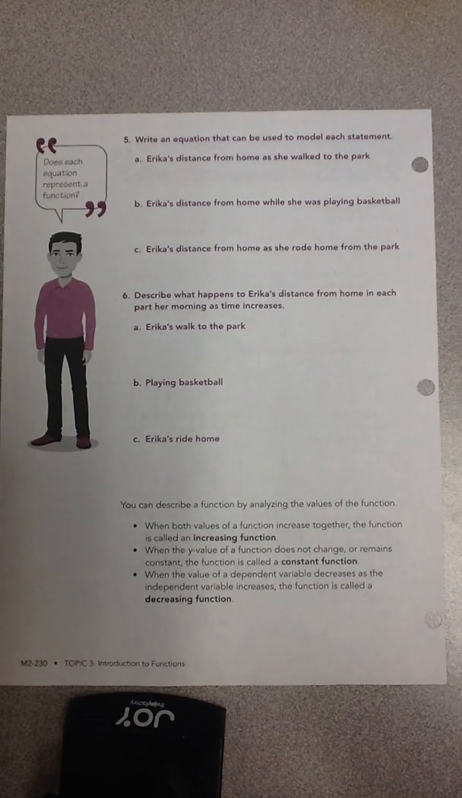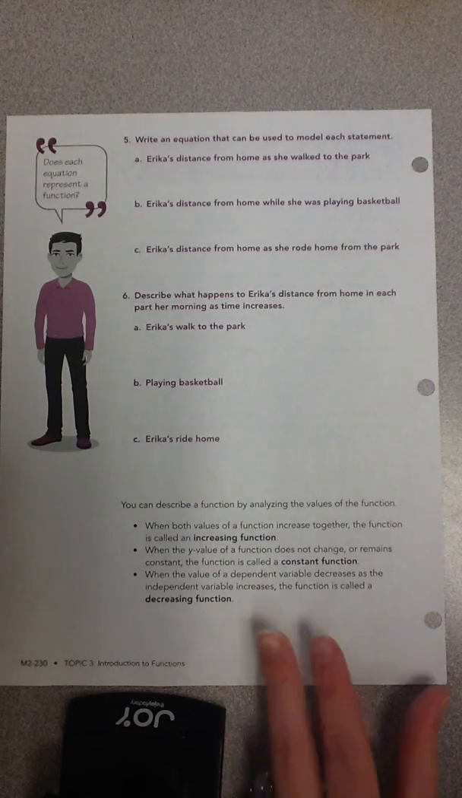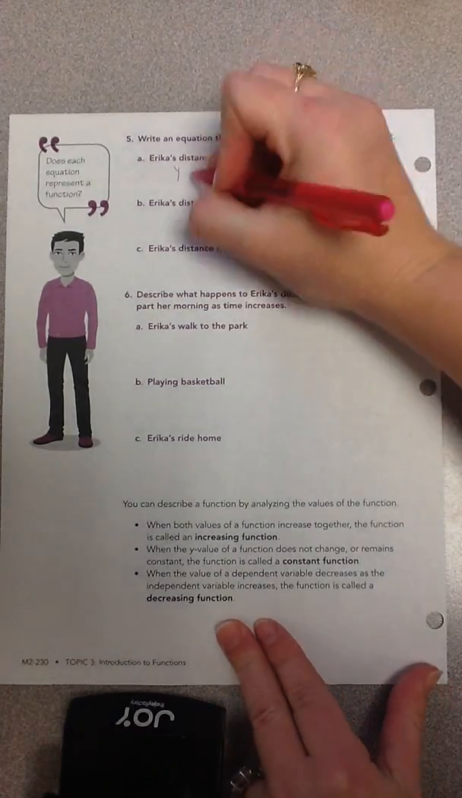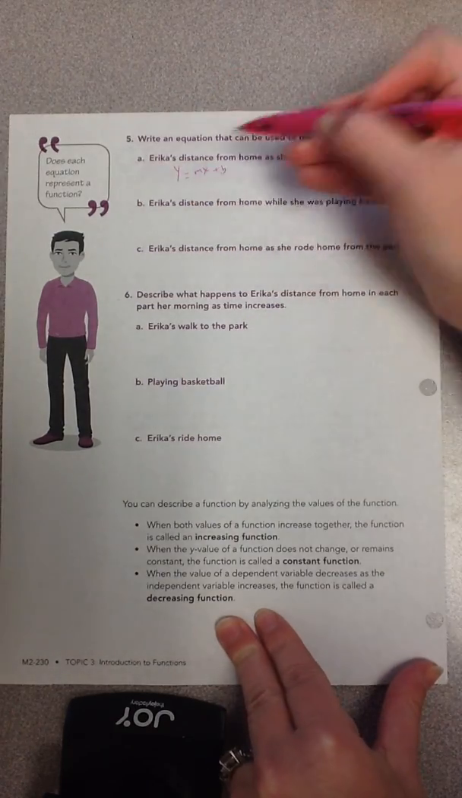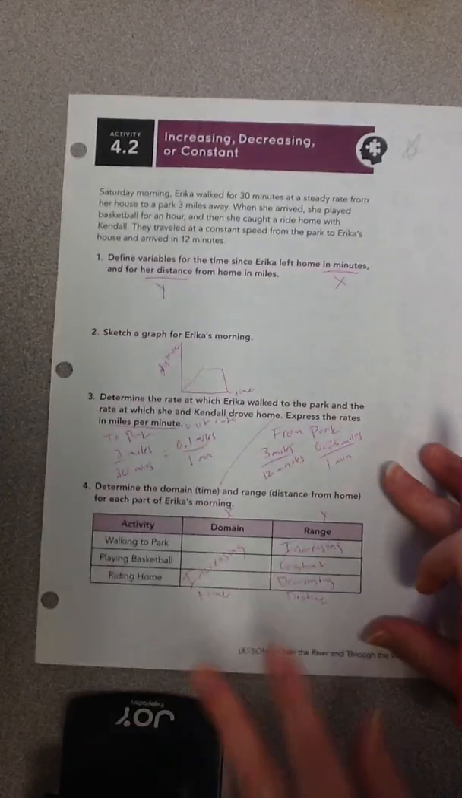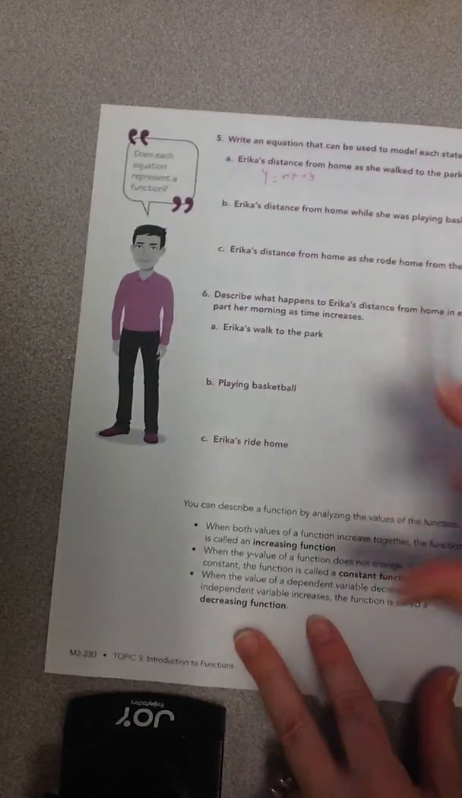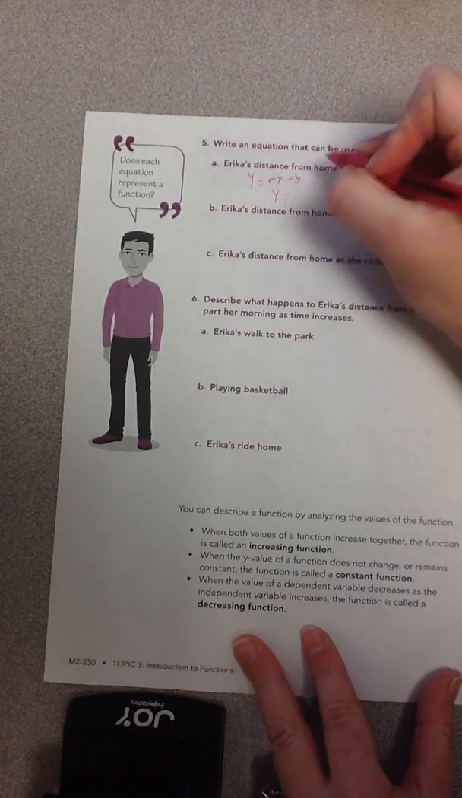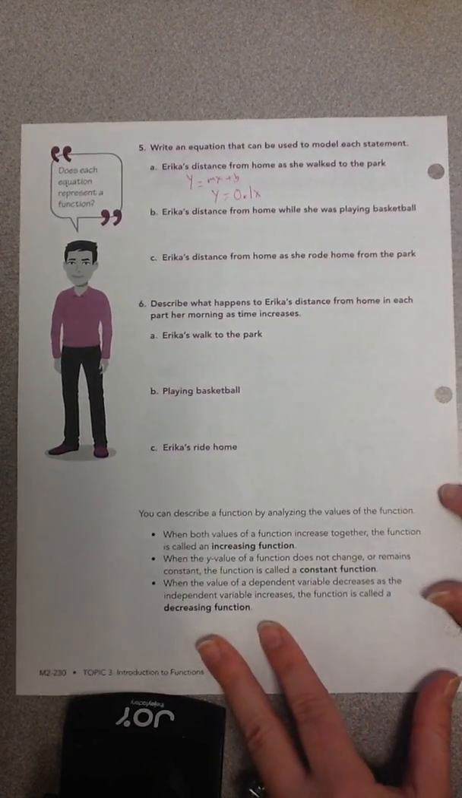All right, number 5, write an equation that can be used to model each statement. Erica's distance from home as she walked to the park. So this is why they wanted us to get what that rate was, because that's going to go for m, and our b will be 0 because she's starting at home. So I can look back. Walking to the park was 0.1. So y equals 0.1x, and I don't need to say plus 0.